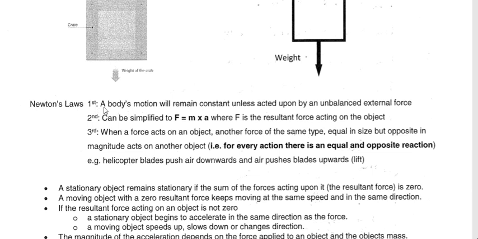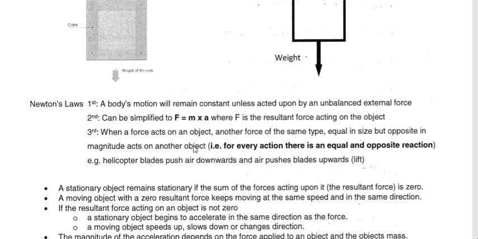Newton's laws. First, a body's motion will remain constant unless acted upon by an unbalanced external force. Newton's second law can be simplified to F equals m times a, where F is the resultant force acting on the object. Newton's third law: when a force acts on an object, another force of the same type, equal in size but opposite in direction, acts on another object.